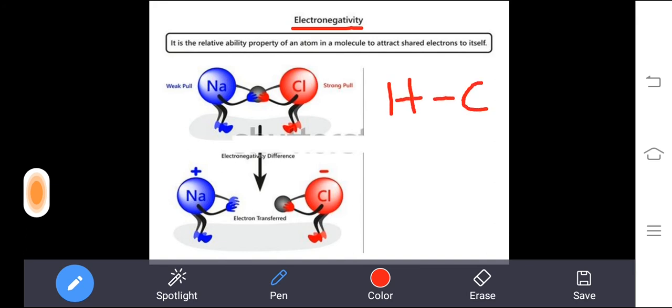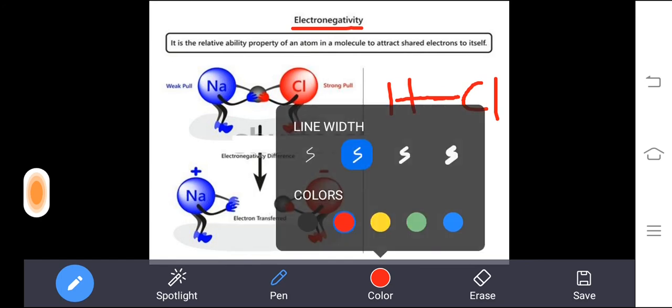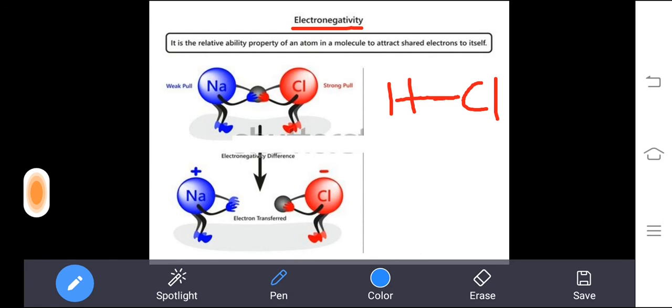For example, if I take HCl, in the HCl, what will happen is, the hydrogen has one electron, and the chlorine needs one electron. We know that the chlorine needs one electron for the octet configuration. So it always attracts the electron. So it will attract the hydrogen electron towards itself, because it is more electronegative. It will always attract the electron towards itself, because it needs the electron.